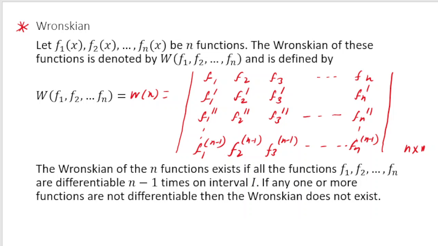One important thing to understand is that the Wronskian of n functions exists if all the functions f1, f2, ..., fn are differentiable n minus 1 times on the interval I. If any one or more of the functions are not differentiable, then the Wronskian does not exist. If I am differentiating something, I expect the derivative to exist. If the function is not differentiable, we can't differentiate it, and in that case the Wronskian does not exist.